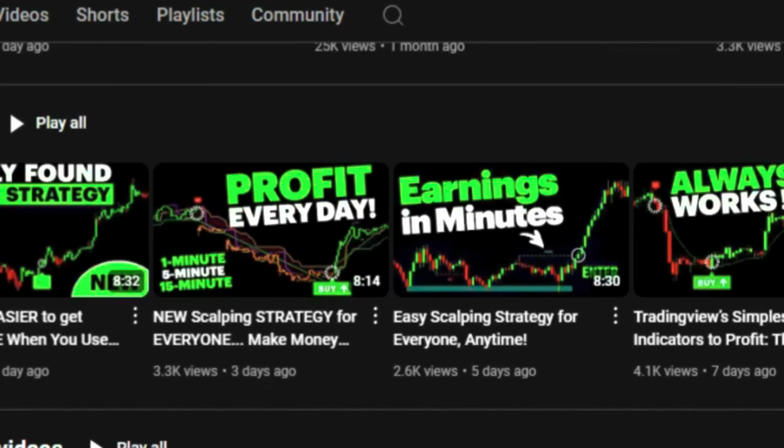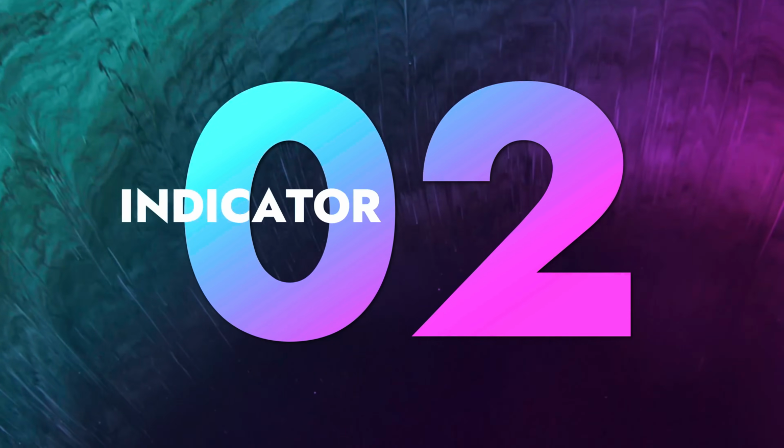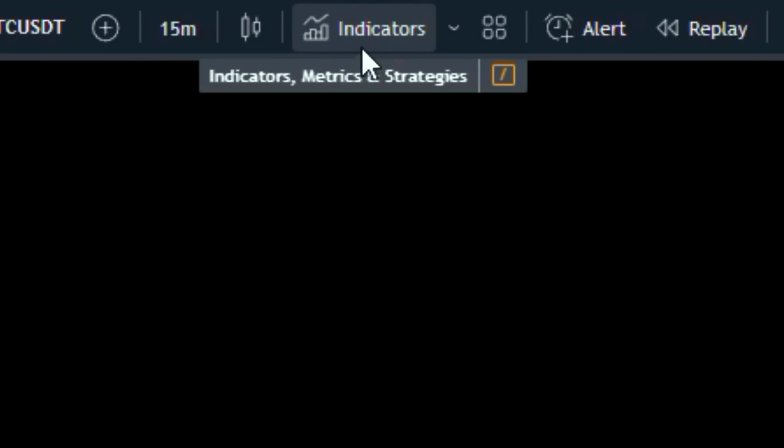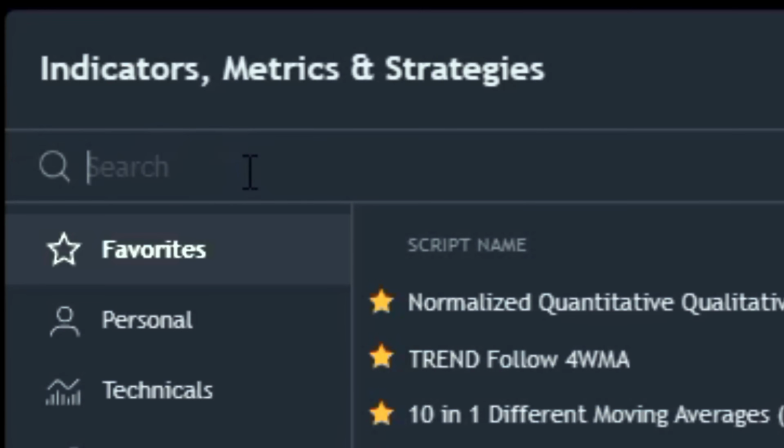Alright, back to the strategy. Now, moving on to the second indicator in our strategy, we'll be utilizing the Best Cloud OLMA indicator. This powerful tool can be easily added to your chart from the indicator section located at the top of the TradingView platform.